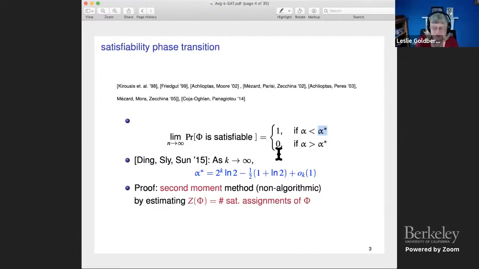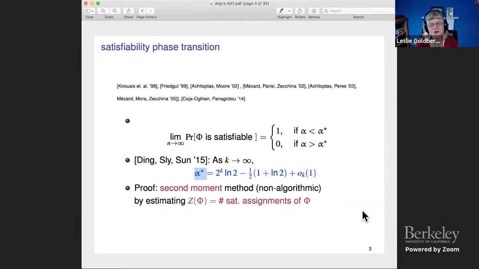So not very dense, likely to be satisfiable, drops to 0. And a few years back, Ding, Sly, and Sun managed to actually pin down this alpha star. And so I'll put the value here for you. It's about 2 to the k times log 2 and some other stuff. Okay, so that's super good.